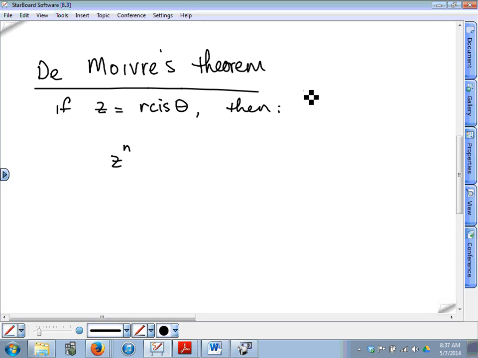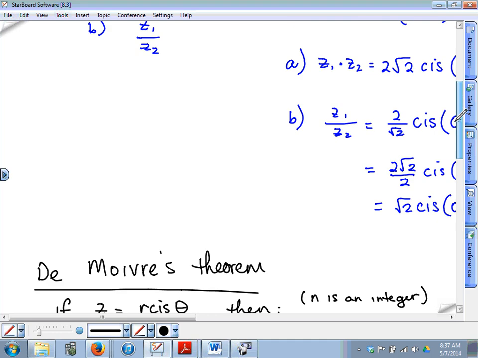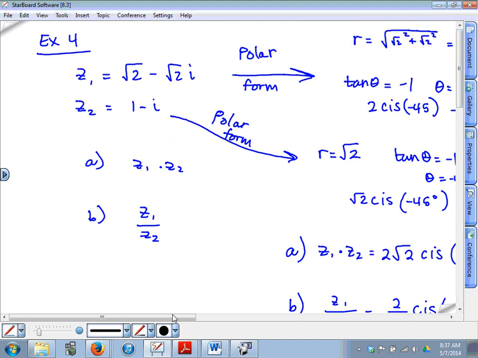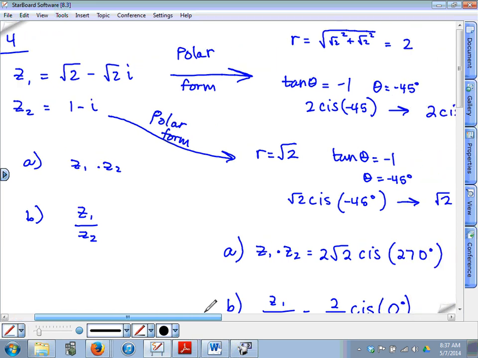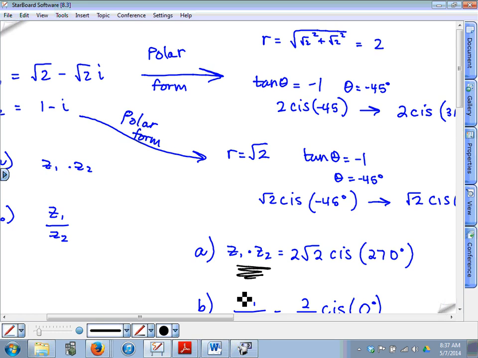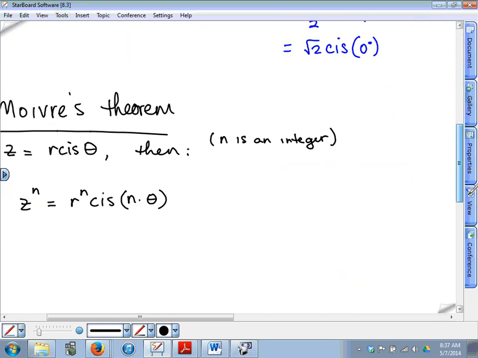Actually, we should write this. n is an integer. So z to the n equals r to the n cis n times theta. All this really is an extension of this formula right here. It's just an extension of the formula for multiplying complex numbers together.